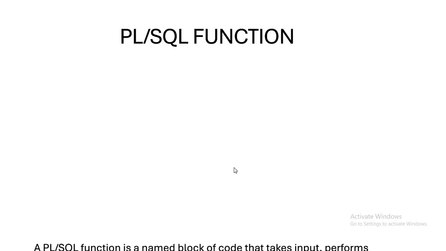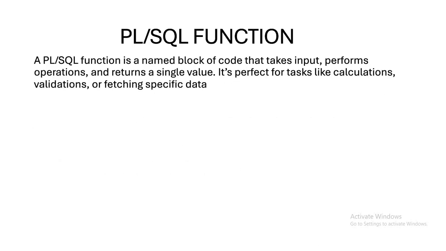So let's start. A function is a named block of code, similar to a procedure, that takes input, performs operations and returns a single value. So this return is mandatory for a function, and it was not there in the case of a procedure. A function is perfect for tasks like calculations, validations or fetching specific data.